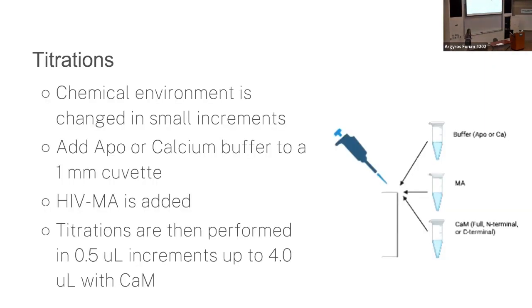So our procedure has been a series of titrations. We begin with either calcium buffer or APO buffer, which has a lack of calcium. Then we add the HIV-1 matrix protein, and then we titrate with calmodulin, either the full protein, the N-terminal, or the C-terminal, depending on what we're testing. We do that in 0.5 microliter increments up until 4 microliters, because that is double the concentration of what we begin with for the matrix protein.